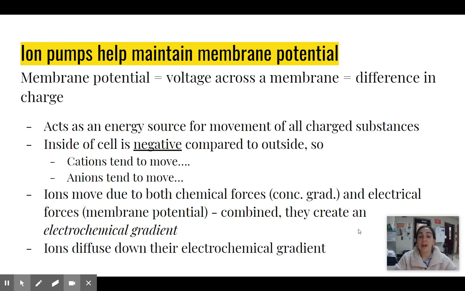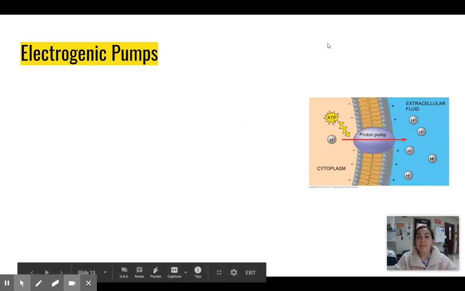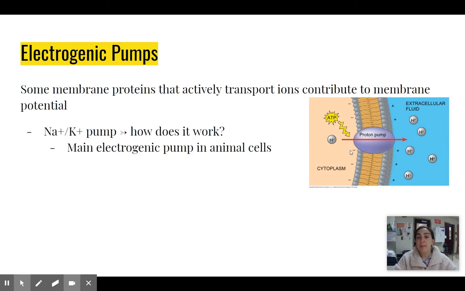Ions will diffuse down their gradient. That's a combination of both of these, their electrochemical gradient. So these types of pumps, like the sodium-potassium pump, are called electrogenic pumps because they create that electrical difference. This is the main electrogenic pump that functions in animals, the sodium and potassium pump.